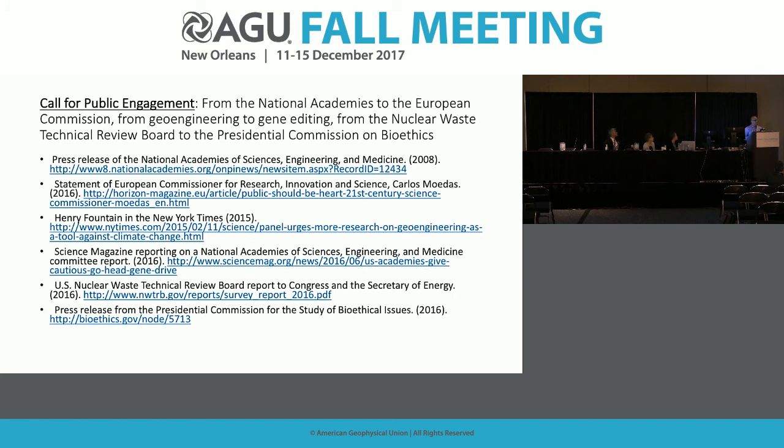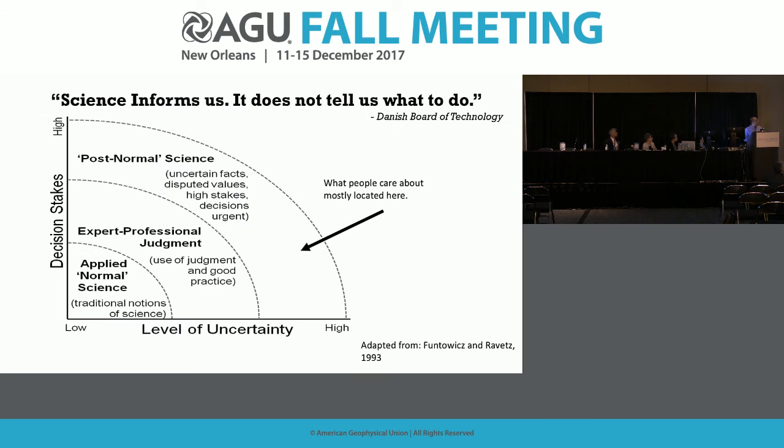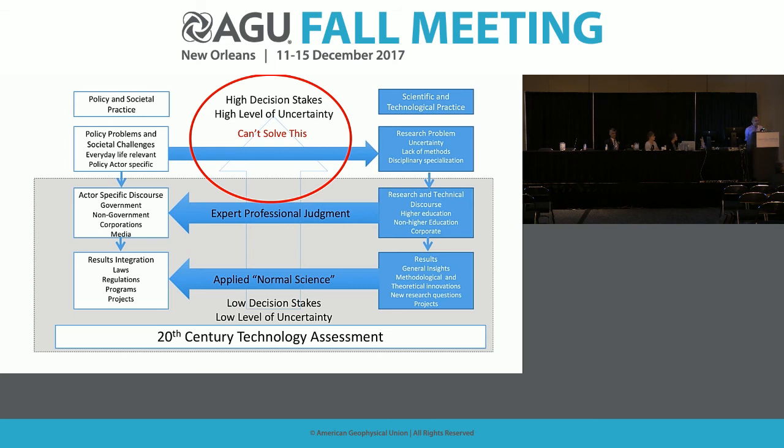So again, to begin, there have been calls for public engagement from all different kinds of places, from the National Academy to the European Commission, from geoengineering to gene drives to nuclear regulatory folks to the bioethics commission. But the main challenge, why there's a call but still not as much action, is that we are dealing with a class of problems that people label as post-normal, meaning that there's a high degree of uncertainty and at the same time contested values and contested facts, and it is hard to get a perfect solution. The way we had been dealing with this kind of problem in the 20th century, which was technology assessment, is that we keep our scientific process shielded from our socio-technical discourse, and we try to get an answer from the system.